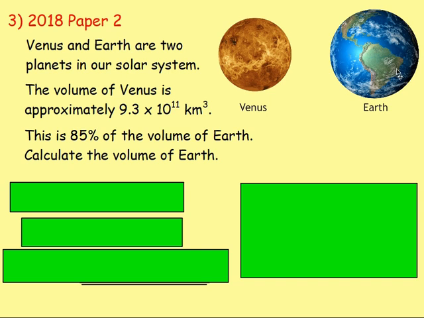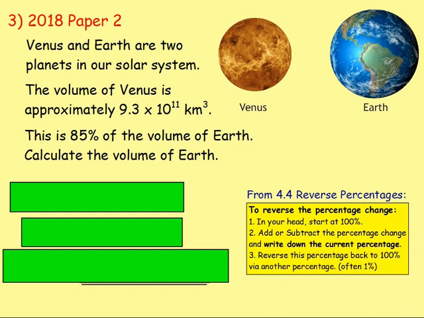How do we go about doing this one? Can anybody help me? Nikki, what do you think? Yeah, good. It's just really a reverse percentage question. If you remember back from chapter 4, lesson 4, when you were looking at reverse percentages, what we are told is that the volume of Venus is 85% of the volume of the Earth. So we are wanting to get back to that 100%.